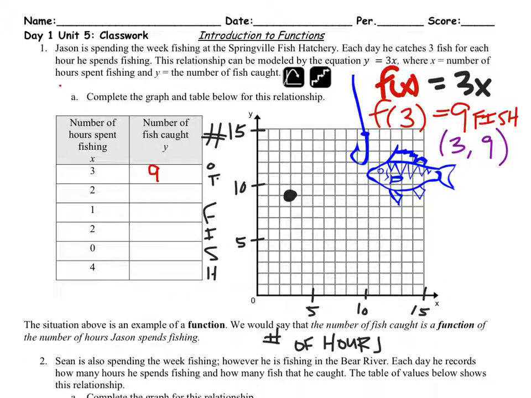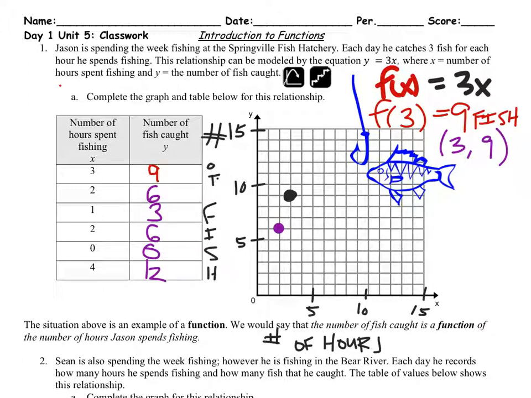Alright, so if you spend 2 hours fishing, how many fish would you catch? 6. If you spend 1 hour fishing, 3 fish. 2 hours, 6. 0 hours, 0. 4 hours, 12. Bam, there you go. Alright, well let's go ahead and graph all of these. Let's graph them, right? So we got 2, 6. They're in order, aren't they?